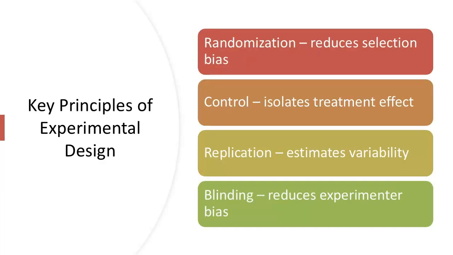There are three major pillars. Randomization prevents selection bias by giving every subject an equal chance of being in any group. Control keeps conditions consistent and isolates the effect of the treatment. Replication repeats treatments on multiple subjects to estimate natural variability. We also often add blinding to reduce unconscious bias.